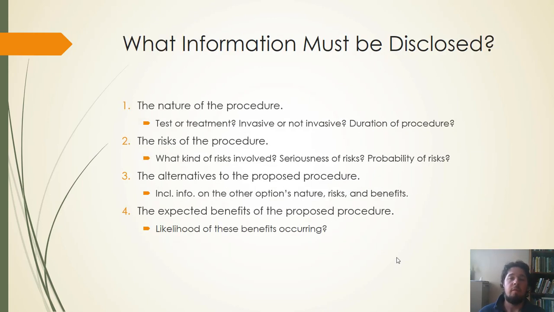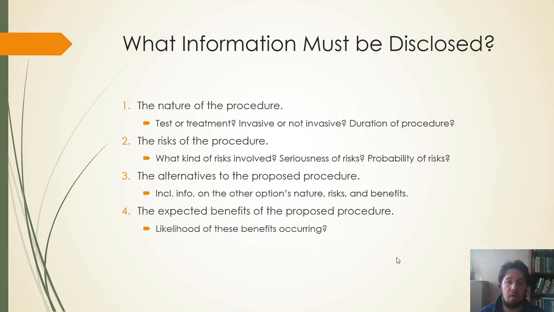Okay, so we've looked at how much information should be disclosed in order for that consent to be informed. Well, what information exactly should be disclosed? Well, there's 4 pieces of information according to the common approach. The first thing that needs to be disclosed is the nature of the procedure. Is this a test? Is it a treatment? How invasive is it? How long is this procedure going to last? Etc. The second piece of information that needs to be disclosed is how risky the procedure is.